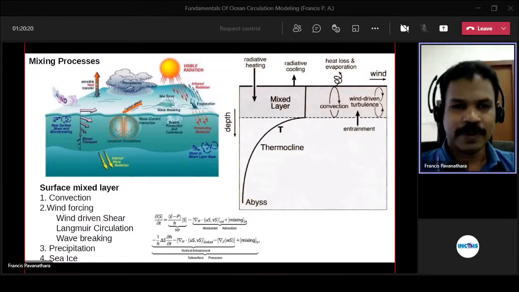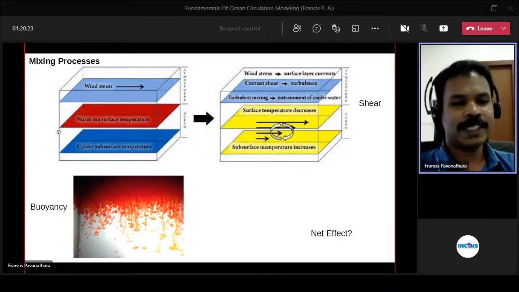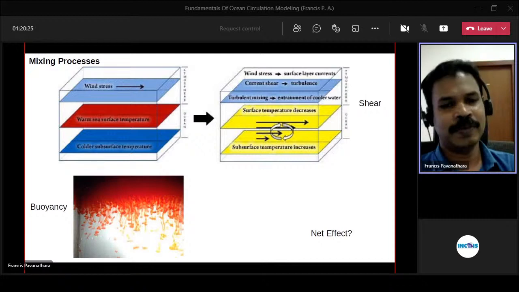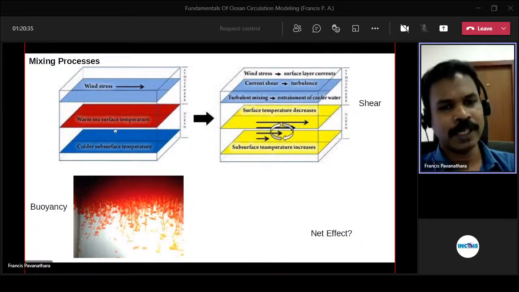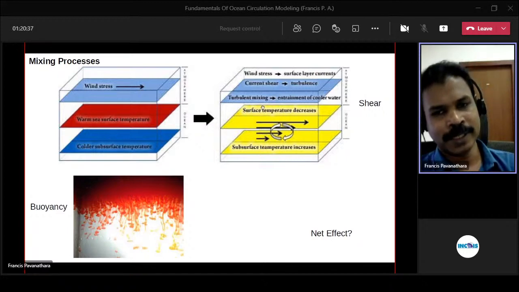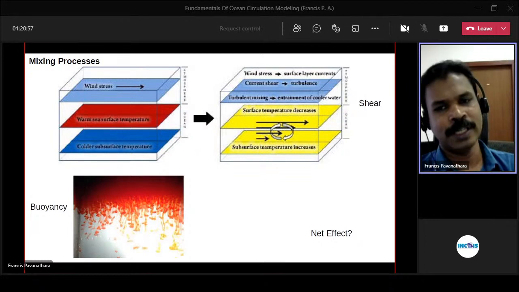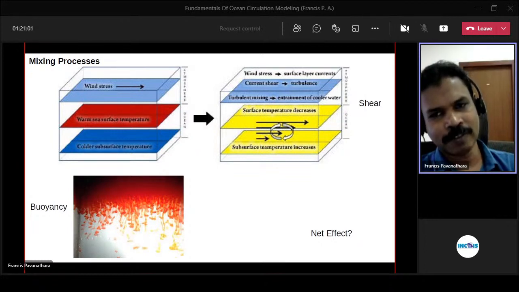So just to summarize that, we have wind stress applied on the surface of the ocean, and we know that the surface ocean is generally warmer and the subsurface is generally colder. But once we set up the wind, it's going to affect the circulation. It's going to increase the vertical shear, and this is going to produce mixing, and surface water becomes a little colder because of the influx of the cold subsurface water, whereas the subsurface water becomes a little warmer because the surface warm waters are coming down.